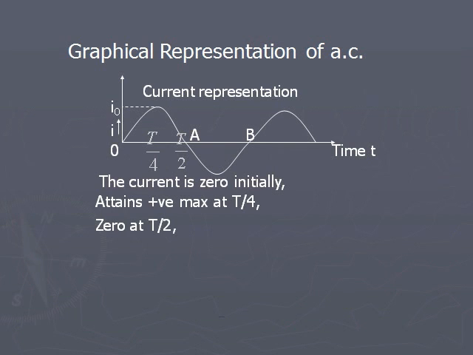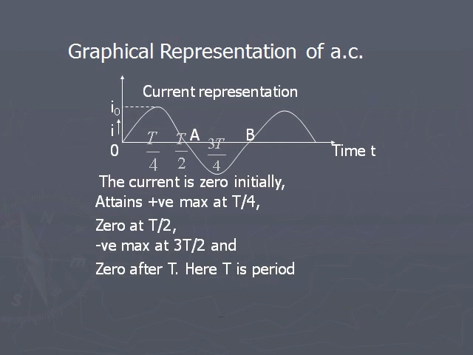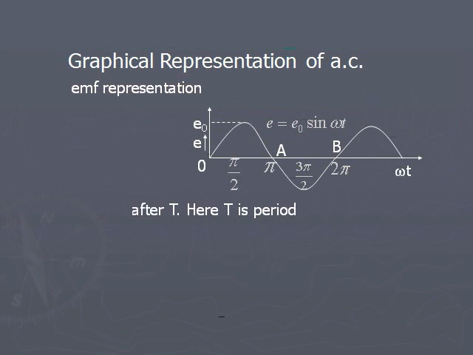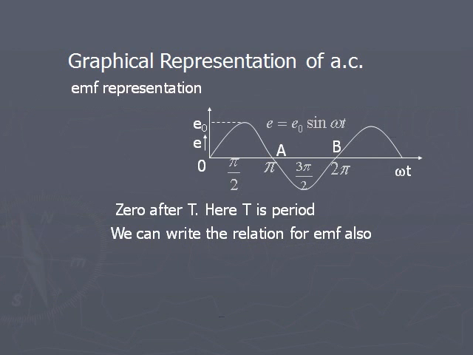We can explain these maximum values in terms of period also. The current is 0 initially, that is when time is 0. It attains its maximum value in the positive direction after T by 4, 1/4 of the periodic time. It becomes 0 after half the period, that is at T by 2, and it becomes maximum in the opposite direction after a time 3T by 4, and it becomes once again 0 after the time T. Like this we can explain the current.